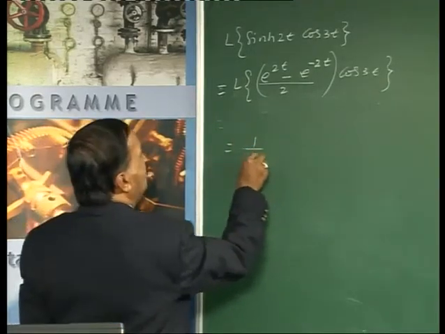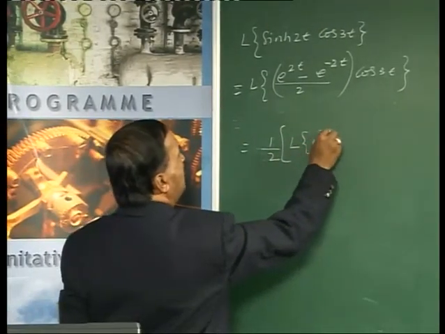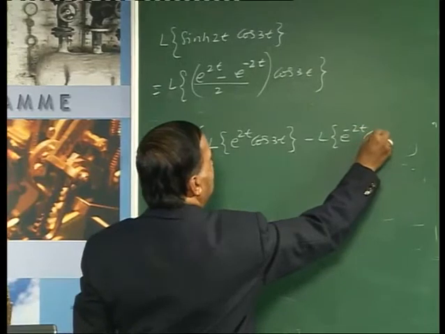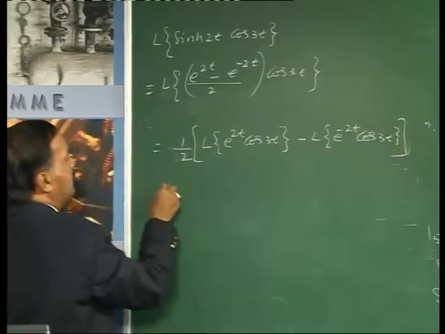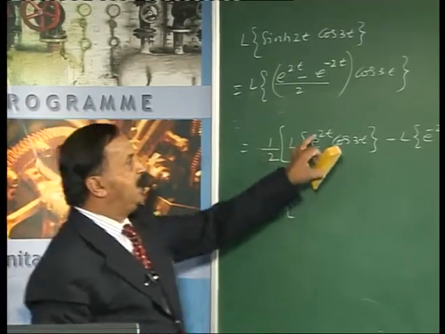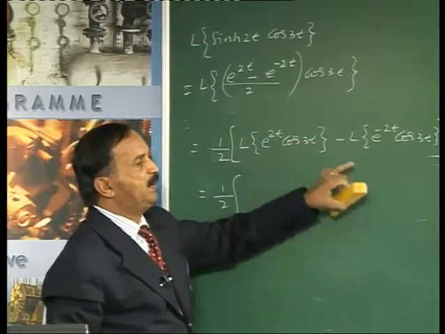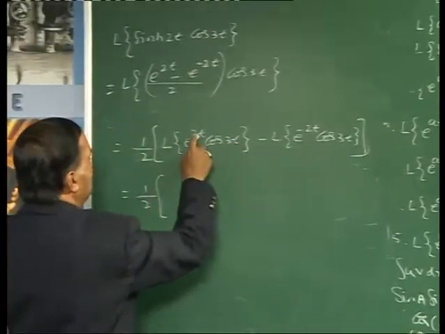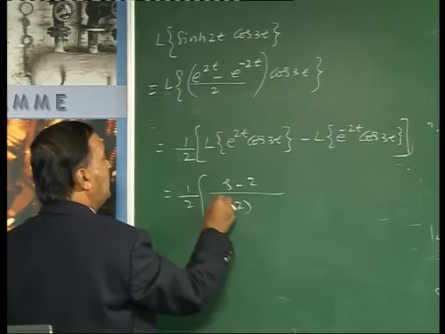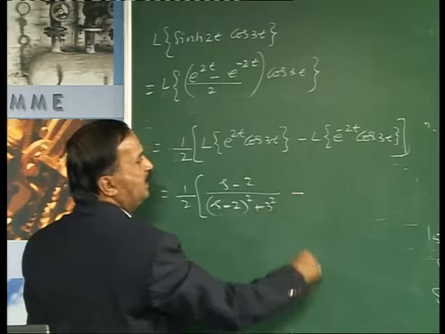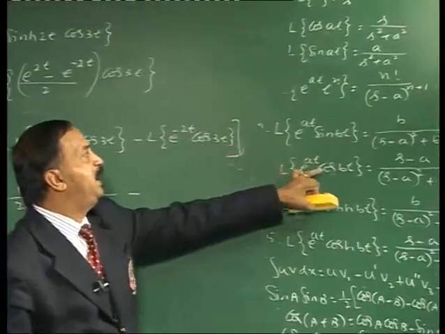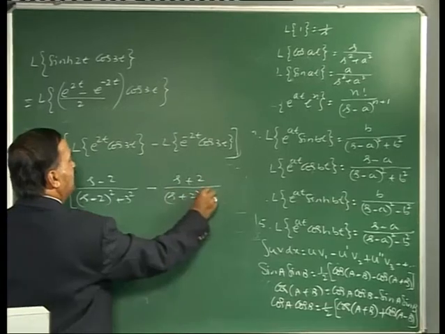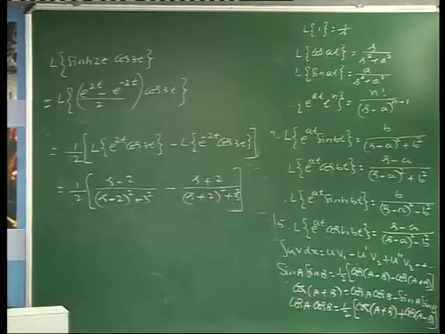That is equal to 1 by 2, you take outside, the remaining is L of e to the power of 2t into cos 3t minus L of e to the power of minus 2t into cos 3t. That is equal to 1 by 2 into, it is of the form L of e to the power of at into cos bt. Use this formula, put a equal to 2, b equal to 3, so s minus 2 by s minus 2 whole square plus 3 square, minus, again use the same formula, put a equal to minus 2, b equal to 3, that means s plus 2 by s plus 2 whole square plus 3 square. This is the answer.